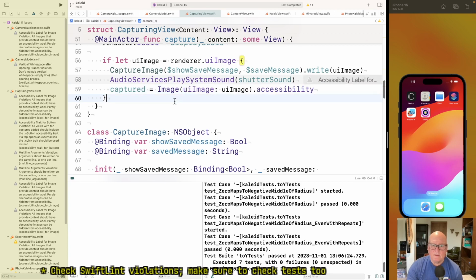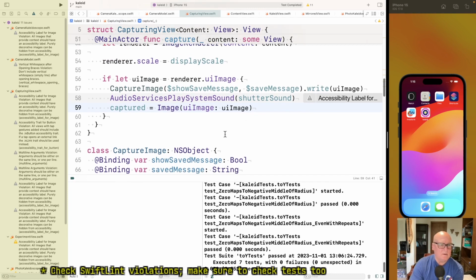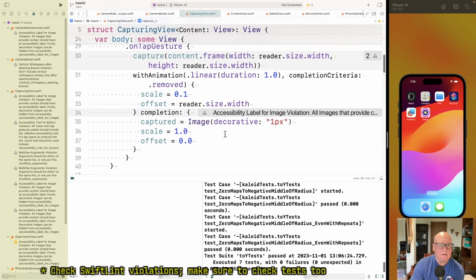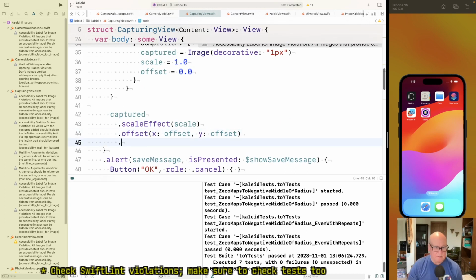I may have to live with this one. Oh, it is the sliding image, yeah. So maybe that's the wrong place to get the label. I mean, captured is displayed. Let's put the label in there.